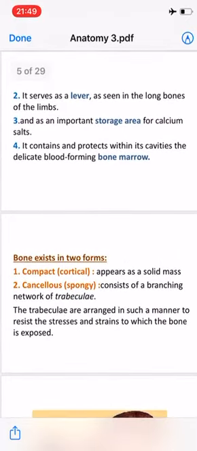It serves as a lever. Second function. Lever, as seen in the long bones of the limb. And it's important for storage area of calcium salt.